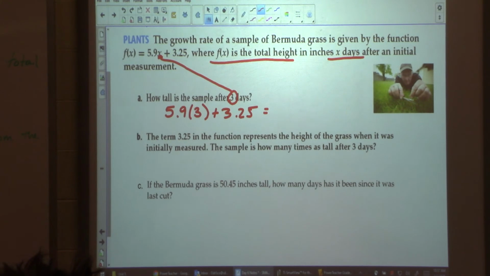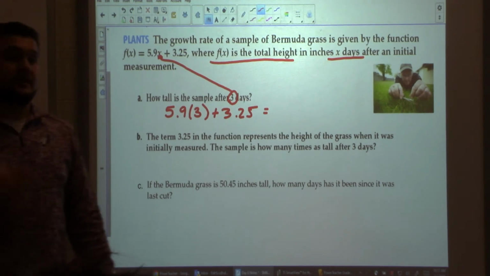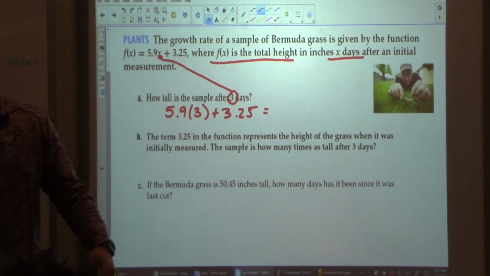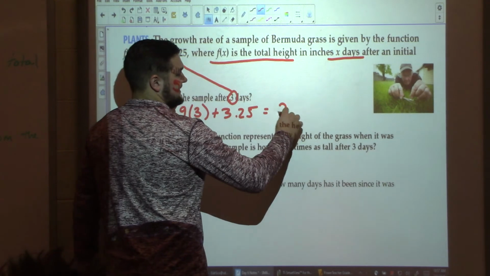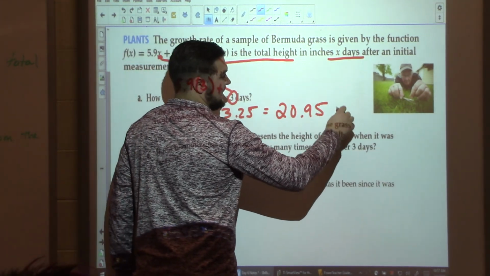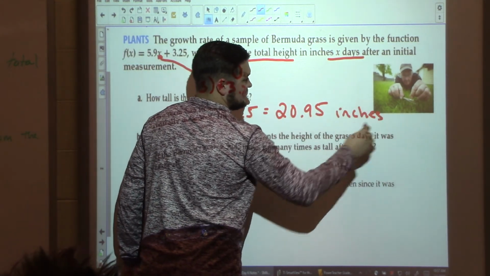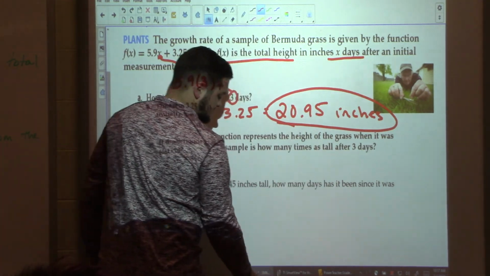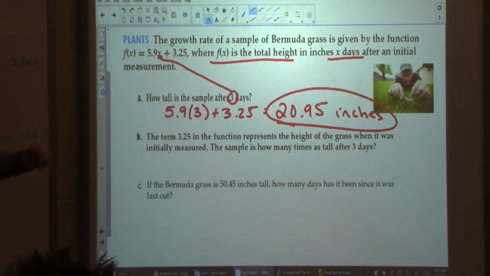Let me know what we get. 20.95. What'd you get? 20.95. Thank you, I'm hard of hearing sometimes. 20.95 inches. Good, all right. So then I'm going to ask, the term 3.25 in the function represents the height of the grass when it was initially measured.